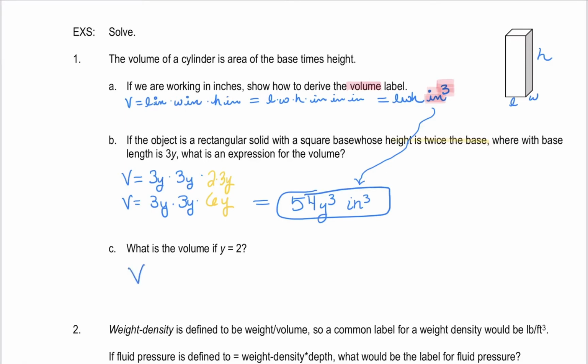And then part C just says, let's actually evaluate this volume if the y variable here was equal to 2. So now let's just sub in 2 for that y. So we would have 54 times 2 cubed. So 54 times 2 cubed is 8. And so that comes out to be 432. And again, we discovered in part A, our label is cubic inches.